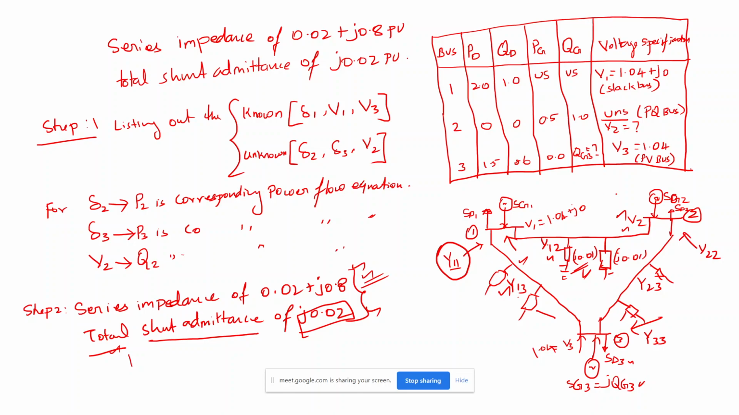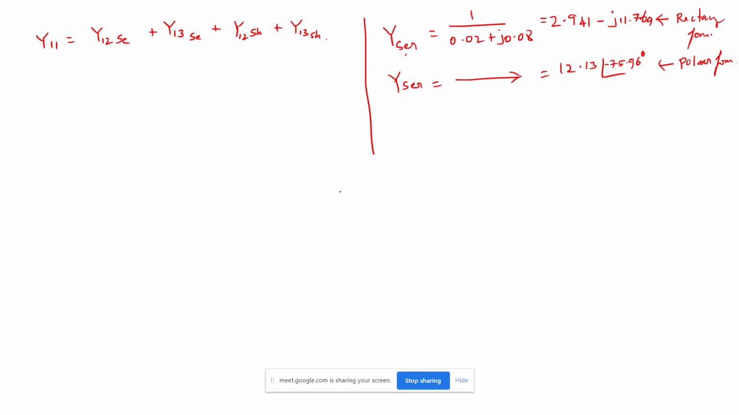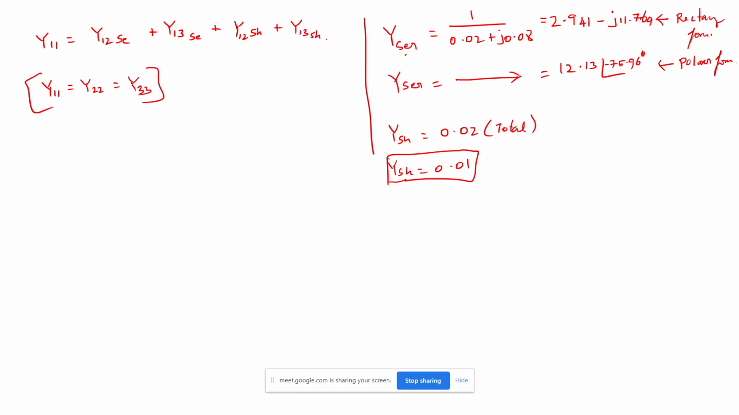Say for example line 1-2, line 1-3, line 2-3, all have this value. And what about the shunt value? It is already given as admittance. So y shunt is equal to 0.02 for the total, and for only one line y shunt is 0.01. This is the y shunt value and this is the y series value. One more thing, all the values are the same, so y11 is equal to y22 is equal to y33.